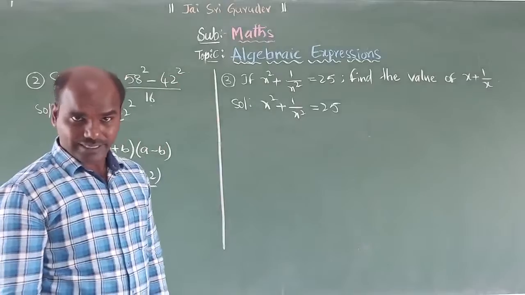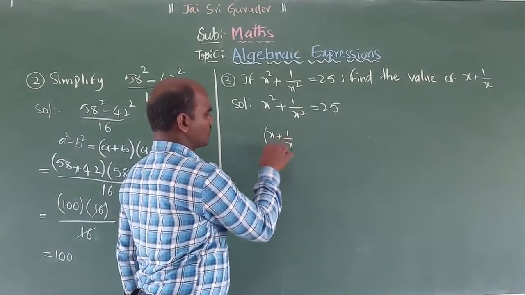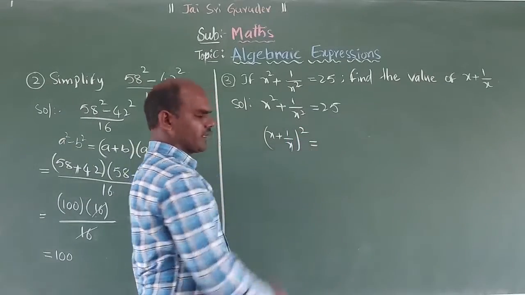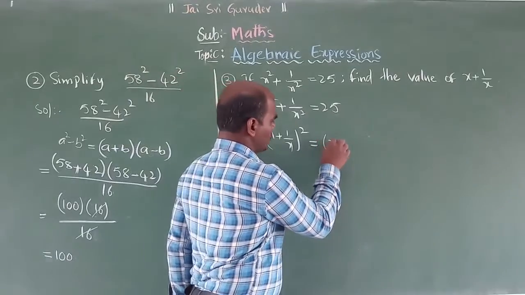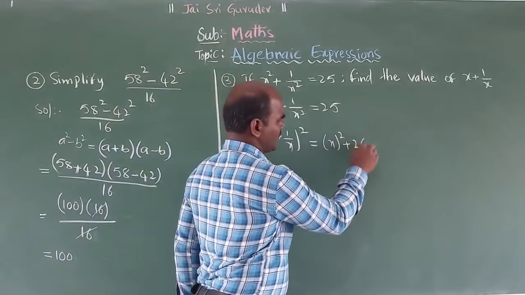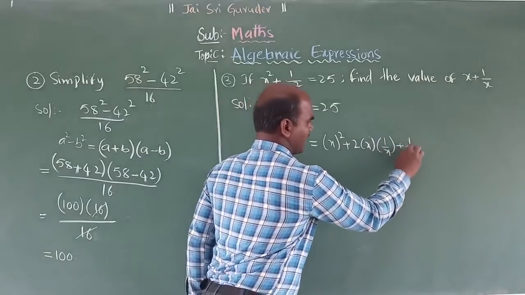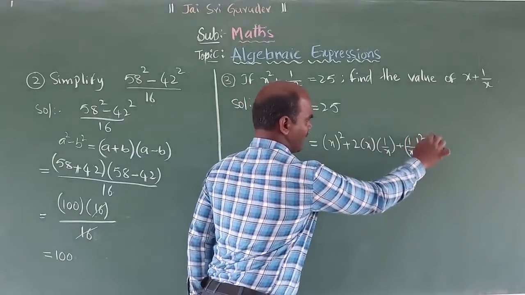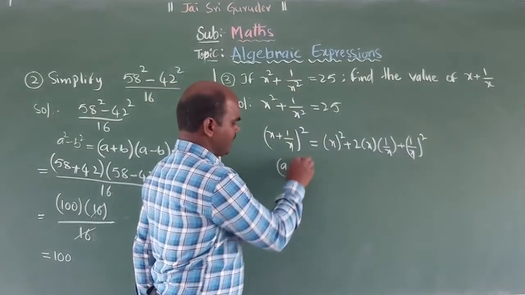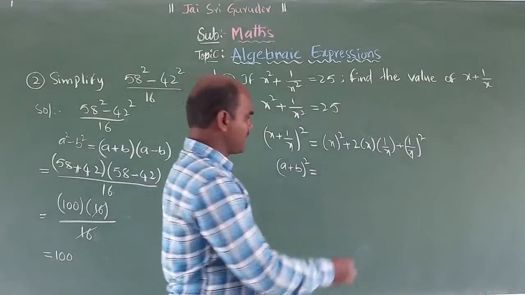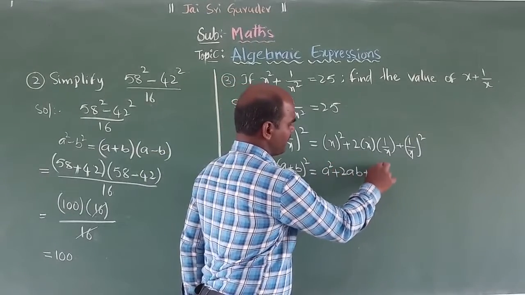Now we are finding (x plus 1 by x) whole square, which is equal to x square plus 2 into x into 1 by x plus (1 by x) whole square. How do I expand that? It is in the form of (a plus b) whole square, so that's why it is written as a square plus 2ab plus b square.